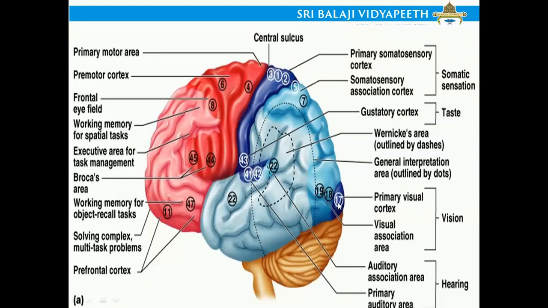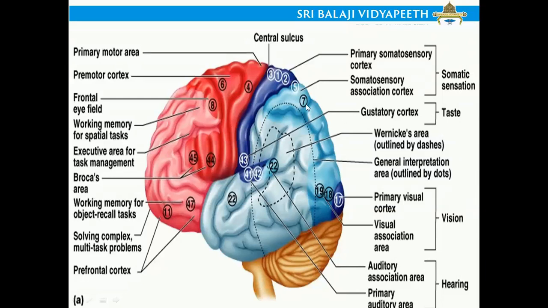Then area number 17 confines itself to the visual cortical area. Areas 18 and 19 are the visual association areas. Then area number 43 is the gustatory cortex, responsible for taste.